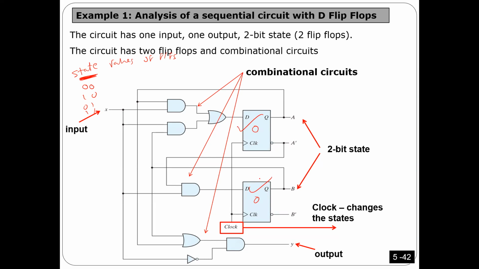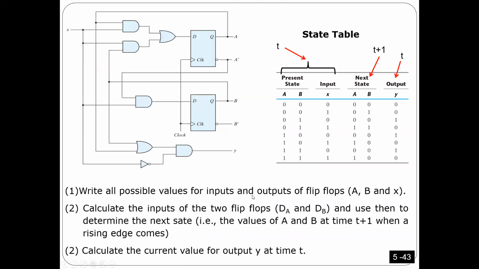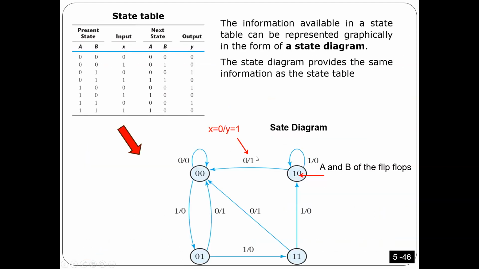How many states may you have in the case of 2 flip-flops? 4. So this circuit can have up to 4 states: 0, 0, which means the flip-flops are storing 0, 0, or 1, 0, or 0, 1, or 1, 1. So I have 4 states. Then, based on the input here and based on the clock, we're going to move from one state to another. I'm going to explain that after I finish.